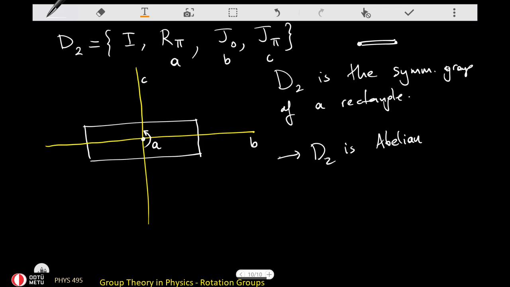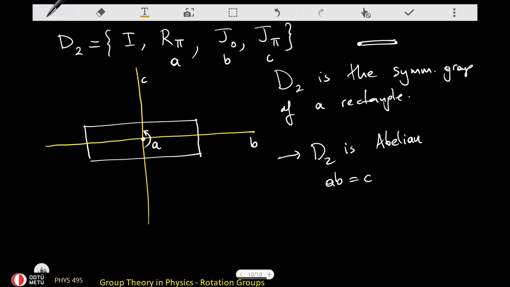So let's just remember that in that group, we have this very simple product rule, AB is equal to C and things like that. In any case, just forget about the rectangle. This was the symmetric group of the water molecule. Actually, in the water molecule, there were two reflections and a 180-degree rotation, if you remember. So as a result, this is really the symmetric group of the water molecule.